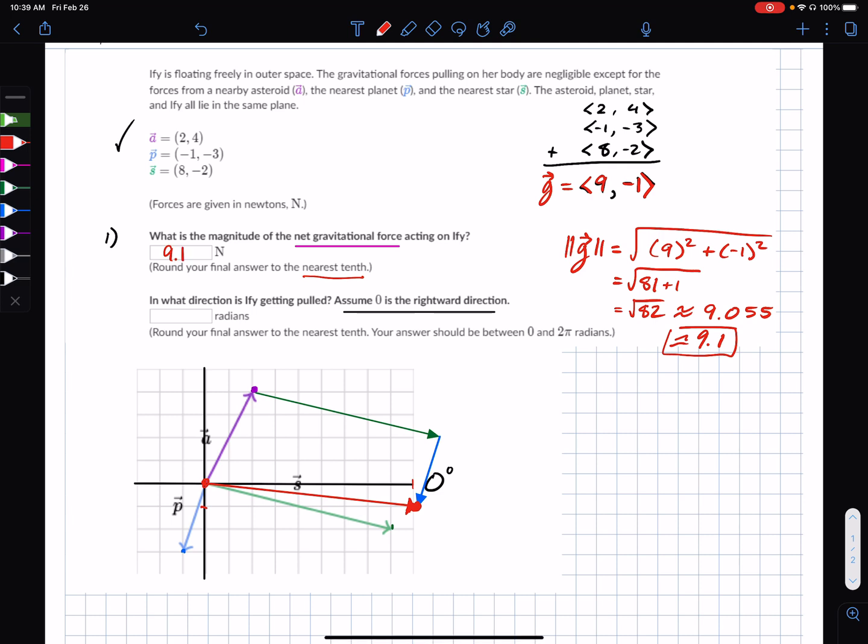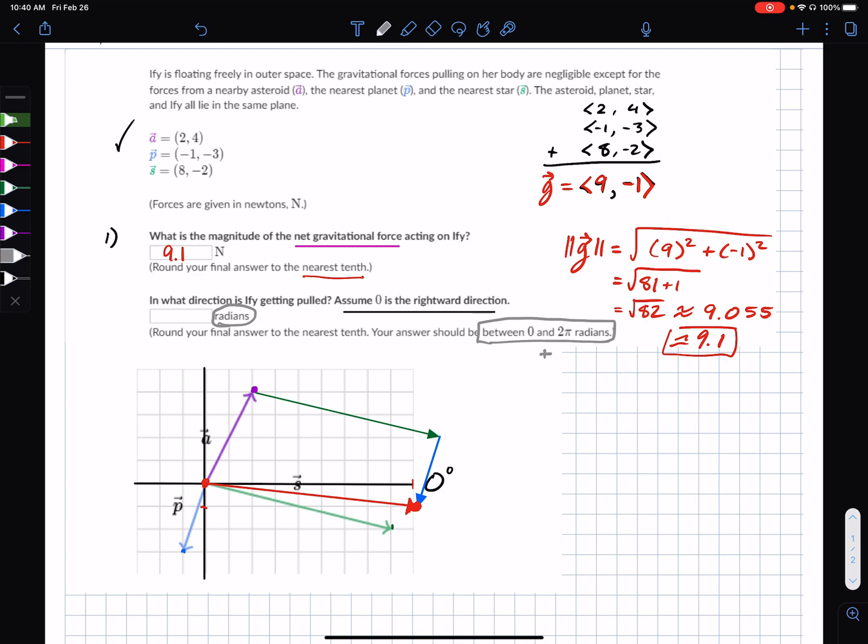Okay. And then the second question is, in what direction is Iffy getting pulled? Assume 0 is the rightward direction. And they give us a little more indication here too. They say your answer should be between 0 and 2 pi. In other words, that's kind of a loaded statement. The first one is it's in radians. Don't forget that. The second one is the angle must be positive.